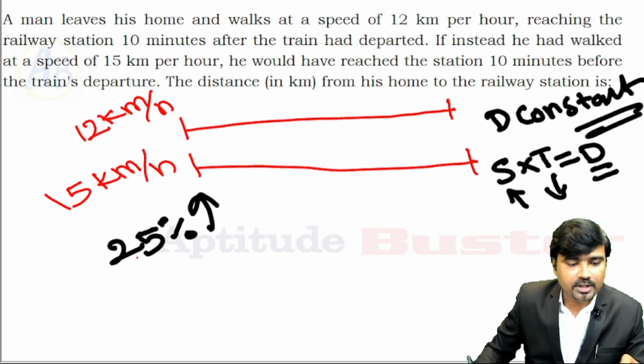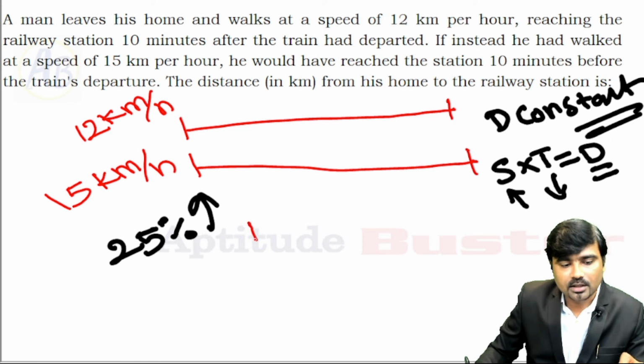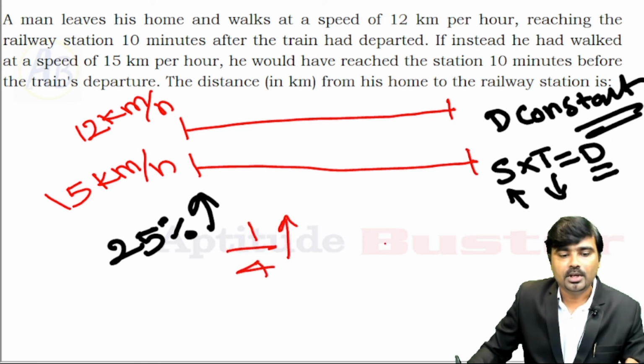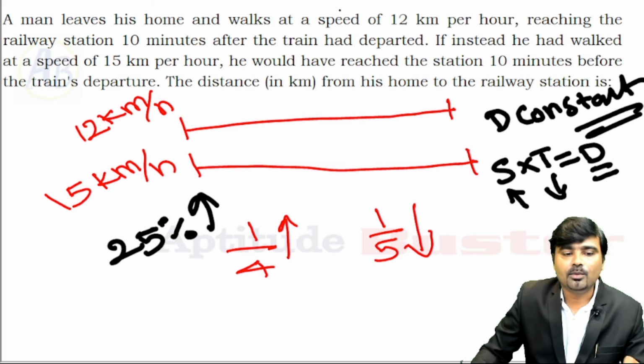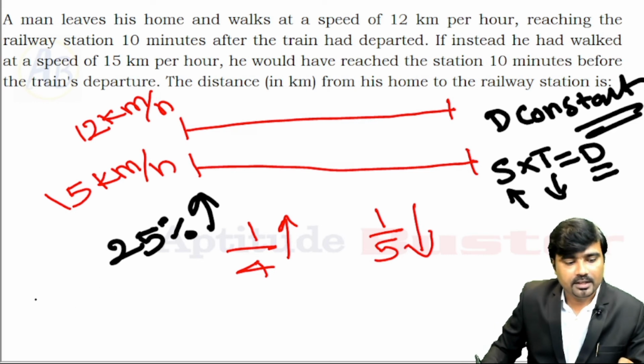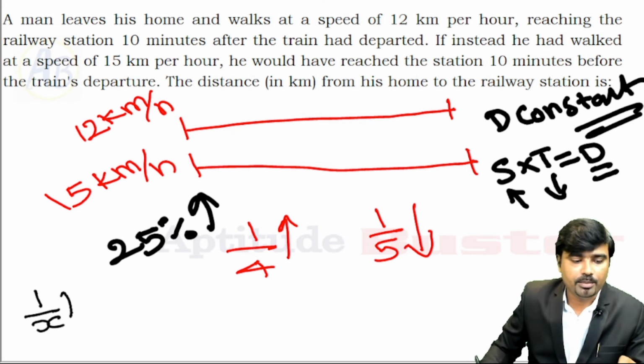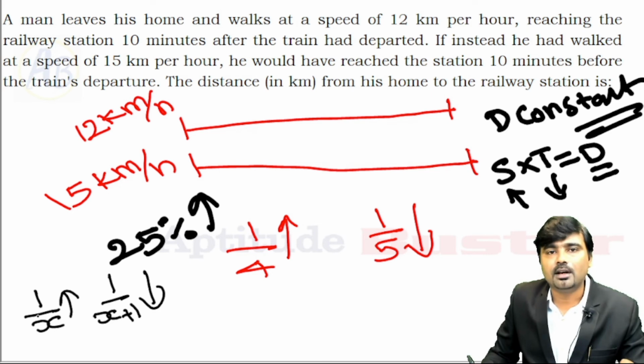Instead of 25%, I am going to write 1 by 4. If the speed is increased by 1 by 4, then time will be decreased by 1 by 5. The method is called 1 by x, 1 by x plus 1. If the speed is increased by 1 by x, then time will be decreased by 1 by x plus 1 when the distance is constant.